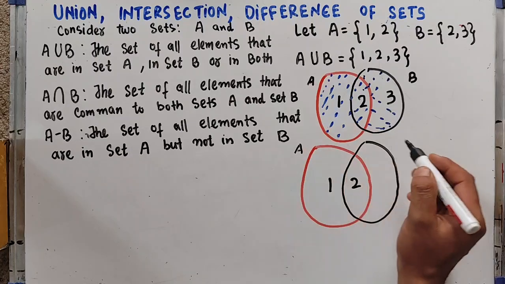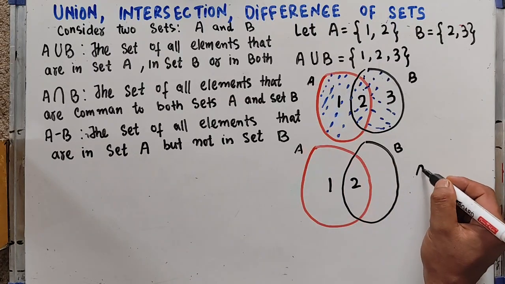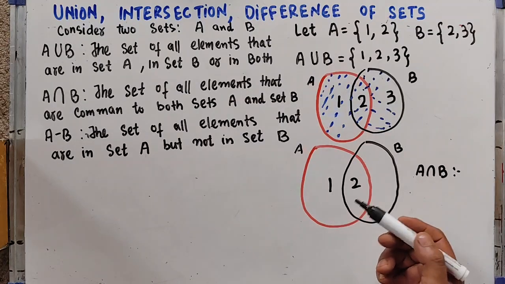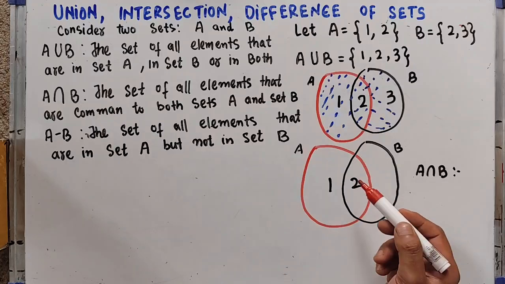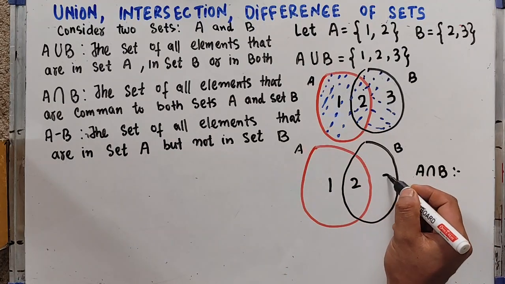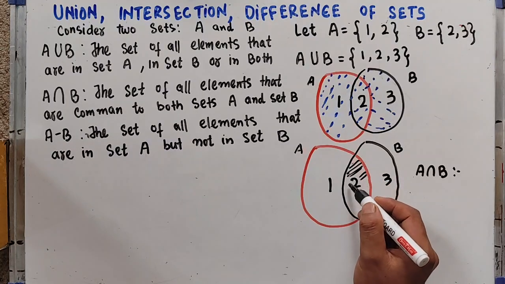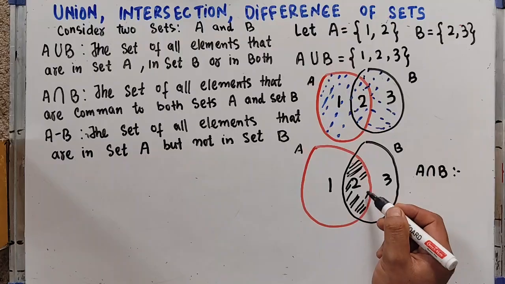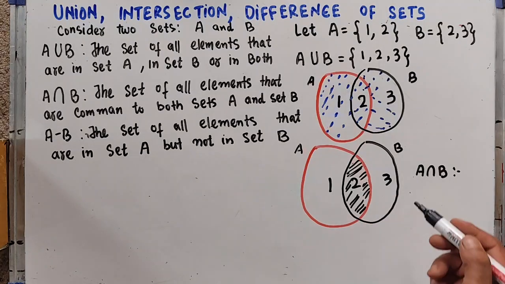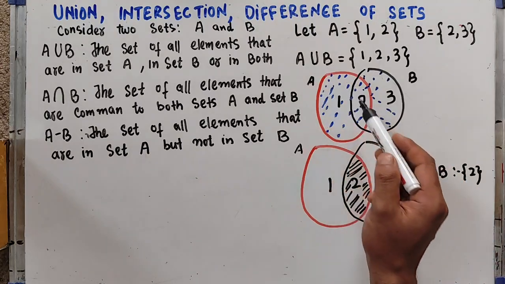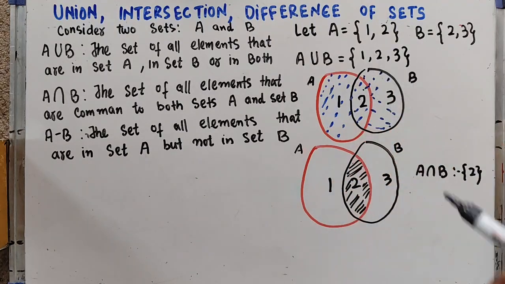This is set A, this is set B. So A intersection B means the set of all elements that are common in both sets A and B. So here you can see only 2 is common to both the sets A and B. So the elements present in this area will be the set A intersection B, and here we will have only one element, which is 2. Okay, in A union B we have 1, 2 and 3.